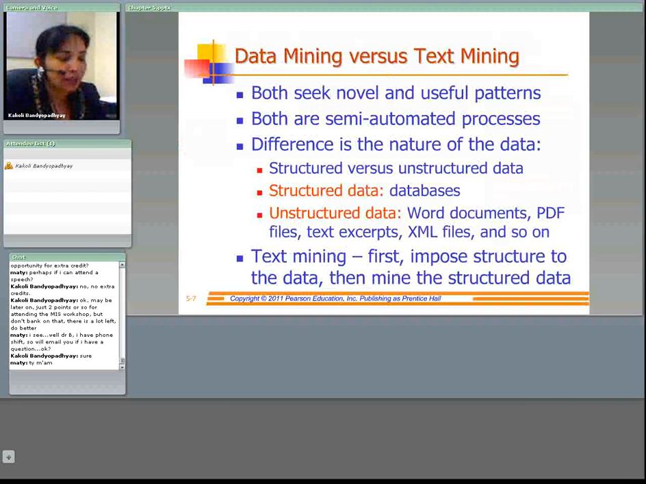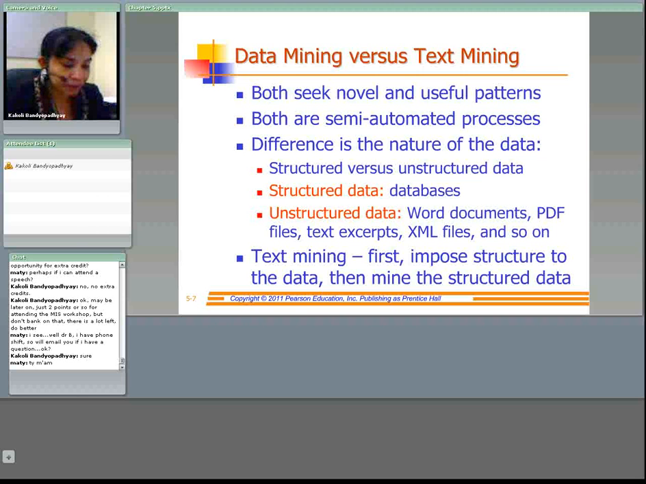As opposed to unstructured data, structured data is what data mining deals with. Data mining, which we covered in chapter 4, is the process of finding patterns from large amounts of structured data sources. By structured data, we mean data in databases. But text mining deals with unstructured data, like text excerpts, Word files, PDF files, XML files, etc. It first will take unstructured data and impose structure on that data, and then find patterns or useful information from the large amounts of data.